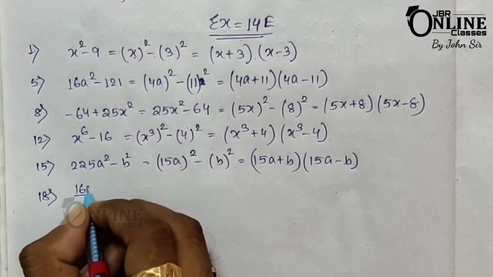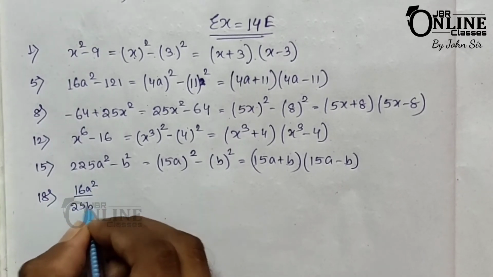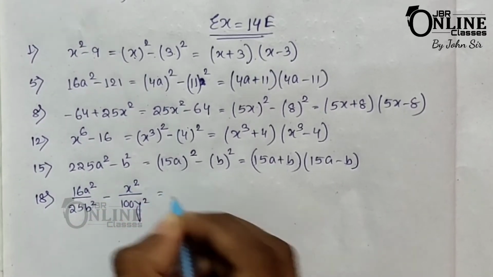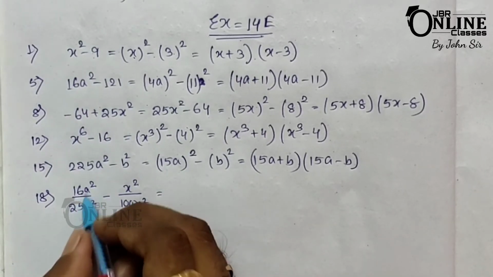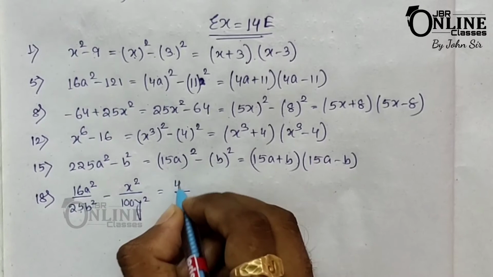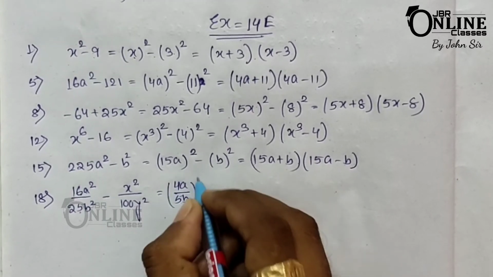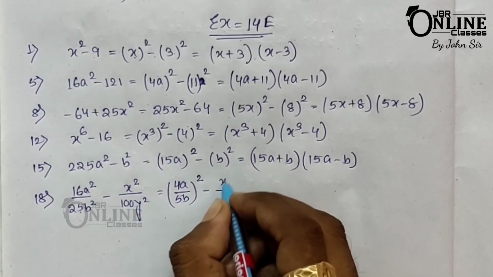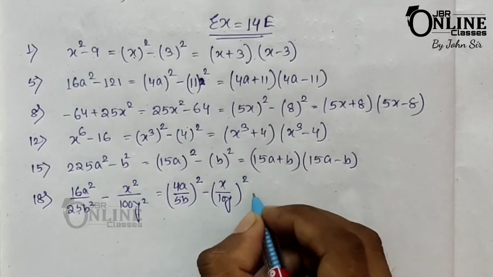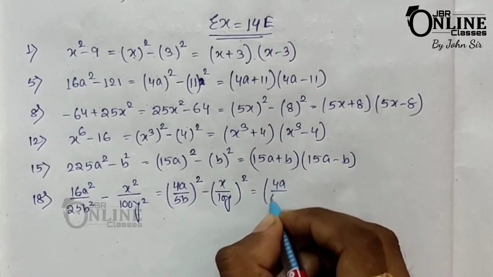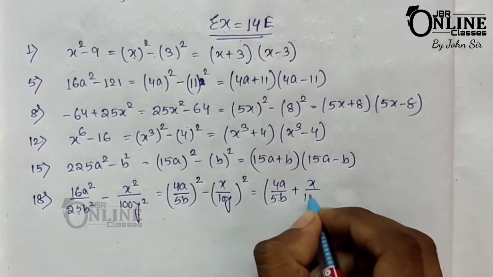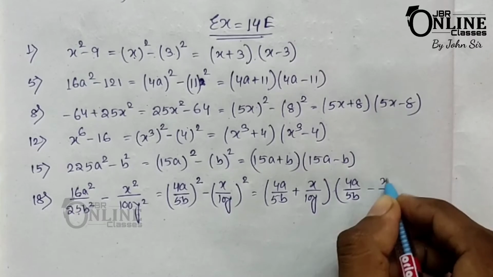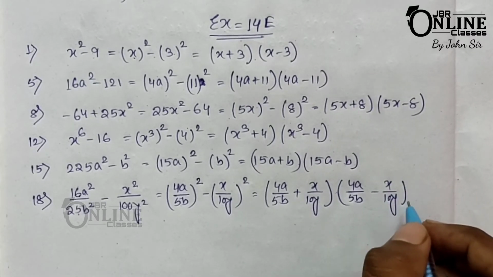In sum number 18, 16a square by 25b square minus x square by 100y square. Okay, so 16a square by 25b square you can write in this way: 4a by 5b whole square. And the next one, x square by 100y square, that means x by 10y whole square. So according to the problem, 4a by 5b plus x by 10y, and the same thing 4a by 5b minus x by 10y. So that is the final answer.